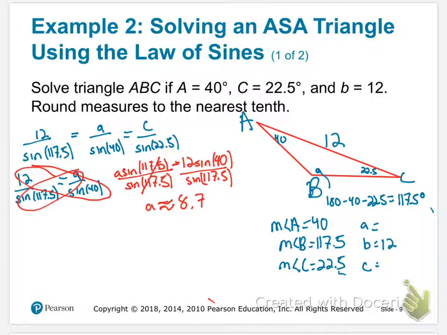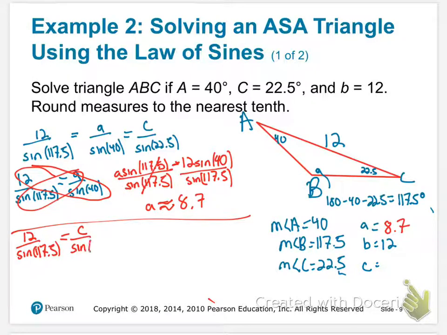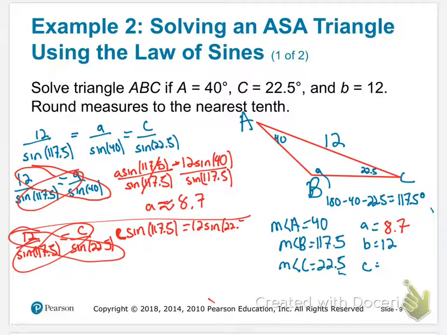So we're going to go over here. A is going to be 8.7. And then I can set up my second one. 12 over sine of 117.5 equals C over sine of 22.5. It's the same situation. Cross multiply. So C times sine of 117.5 equals 12 times sine of 22.5.